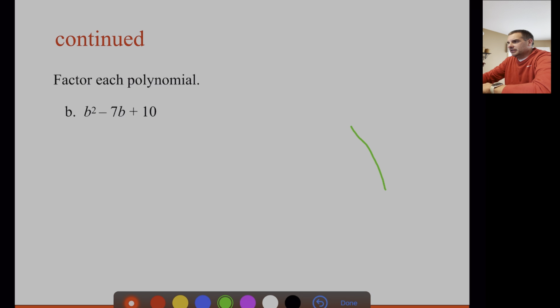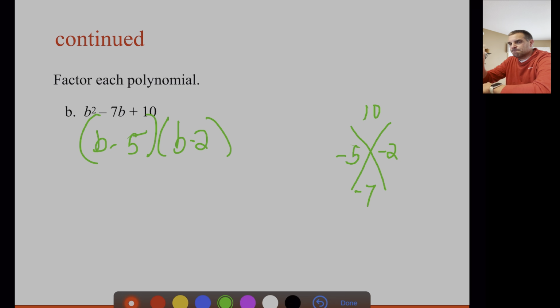Okay, so let's look at another example. Our C value is 10. Our B value is -7. So we need two numbers that multiply together to be 10 and add up to -7. A little hint: if your C value is positive, the sign of your two middle terms is going to be the sign that the bottom one has. So it's going to be -5 and -2. So you get b minus 5 and b minus 2. That's your factor, and you're done.